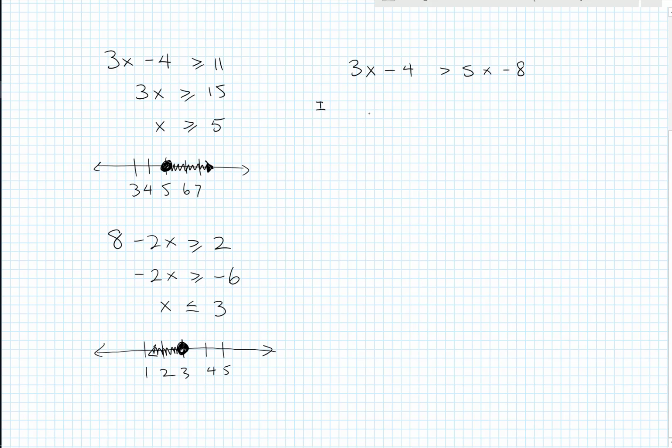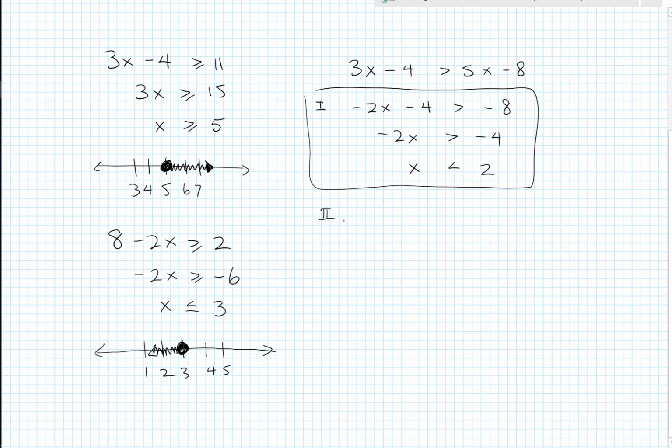If I subtract 5x from both sides, I'm going to have minus 2x on the left. The 5x will disappear from the right, and I'll just have the minus 8. Now I can add 4 to both sides. If I add 4 to both sides, the minus 4 disappears, and I end up with negative 8 plus 4 equal to negative 4 on the right. And now I have to divide both sides by negative 2. When I do that, I have to change the direction of the inequality, and negative 4 divided by negative 2 becomes positive 2. Okay, so that's one option. Let's just put that in its own little box.